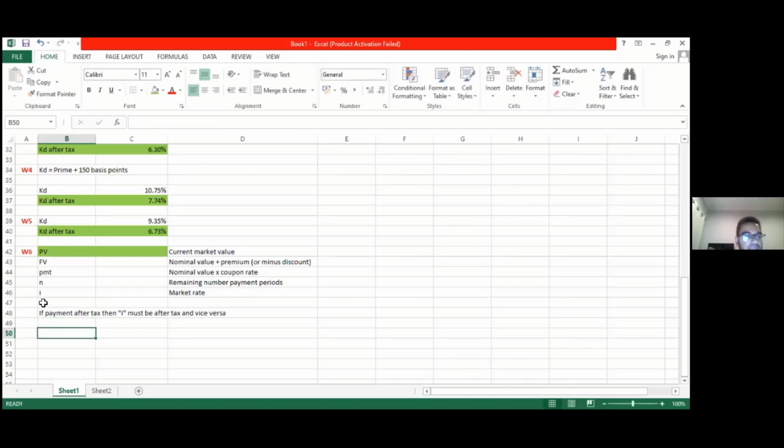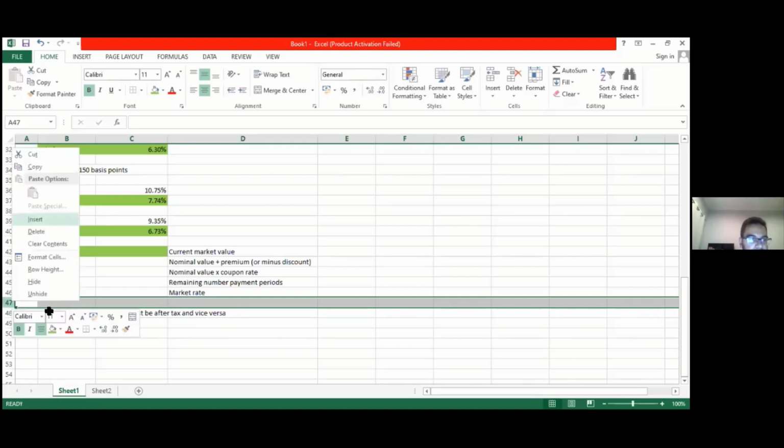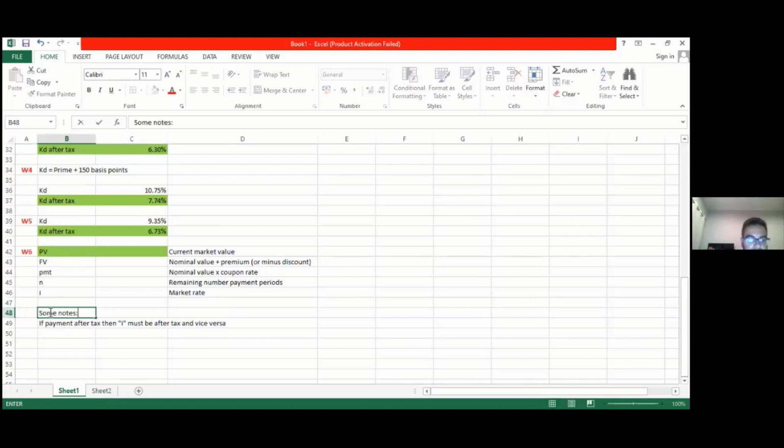One more point. Future value and PMT must be in the same direction. That is, both positive or both negative. You can decide. Okay, present value must be in the opposite direction to future value. Very important, as otherwise your number is not going to work out.